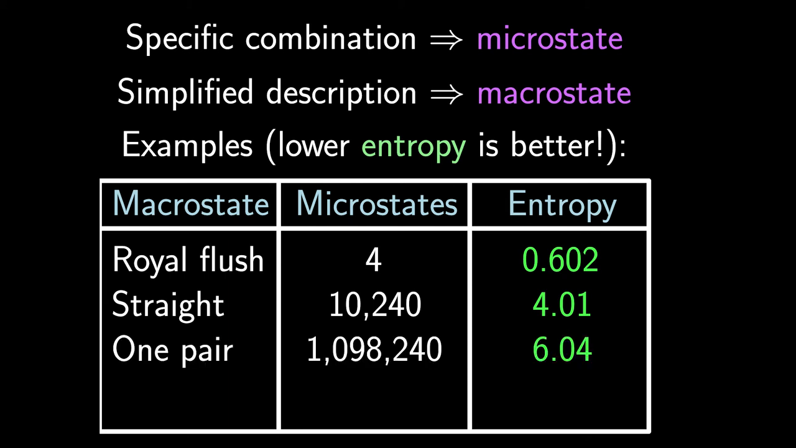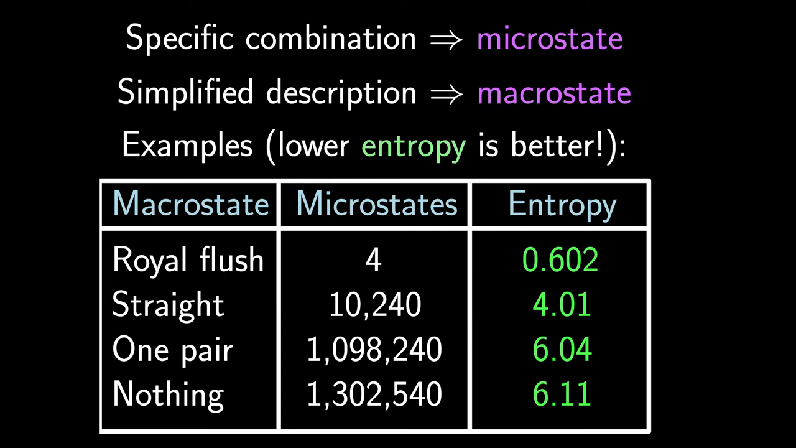One pair, if you have one pair of cards, 2 fours, let's say, and nothing else of interest, there's over 1 million ways to get one pair, right? Different individual configurations that correspond to the macrostate one pair. That's got an entropy of a little over 6, and having no patterns at all, of any importance, is only slightly more. That's got an entropy of 6.11. So you can see one pair is not a very good hand.